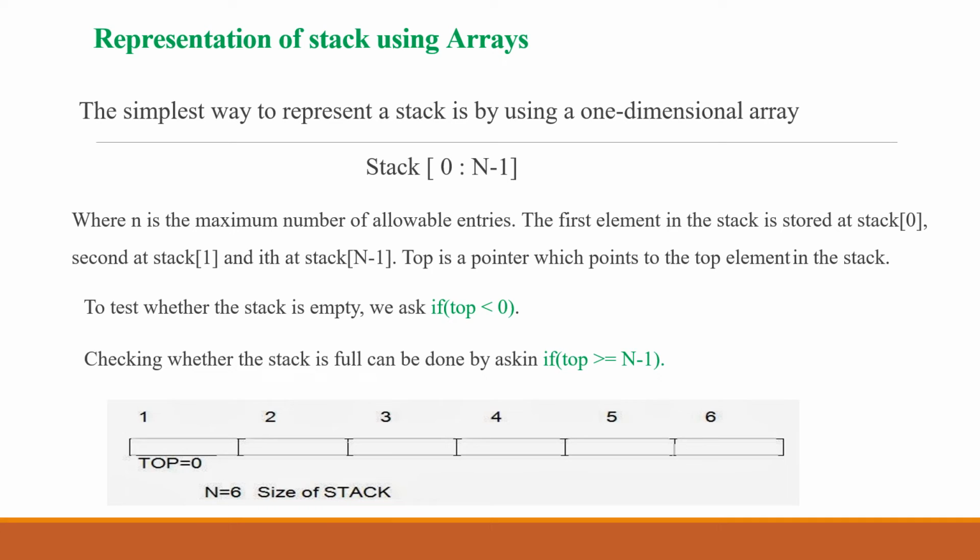So this is the diagrammatic representation of the stack using arrays. In this diagram, the array indexes are 1, 2, 3, 4, 5, and 6. The top is initially 0. When the first element is inserted, it is stored at location 1, then the top pointer is incremented by 1. Then one more element is inserted into the stack, and the top pointer is incremented by 1. So the representation of the stack using arrays has two conditions: one is the stack is empty, and the other is the stack is full.